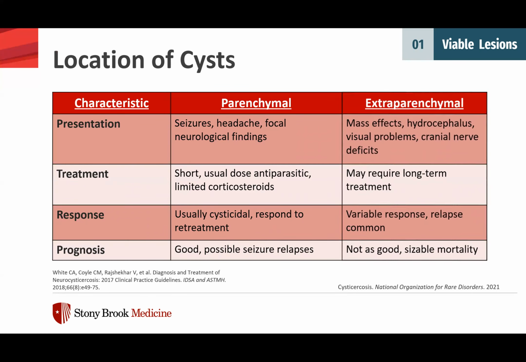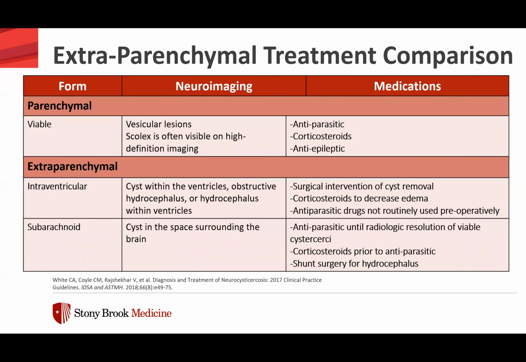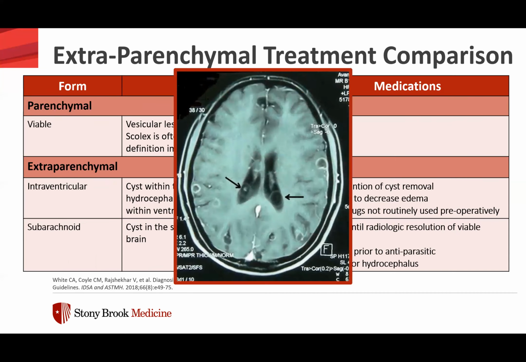Now I wanted to circle back and talk about the extraparenchymal cysts. There are many different locations and forms of extraparenchymal cysts, but in terms of time for today, I wanted to focus just on intraventricular and subarachnoid to shed light on how the recommendations we might be making are slightly different. So intraventricular means cysts are developing within the ventricles, as we can see on imaging here.